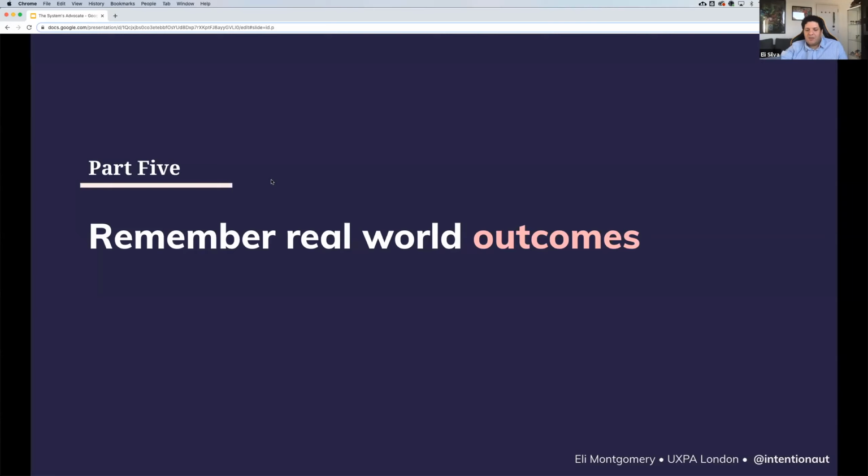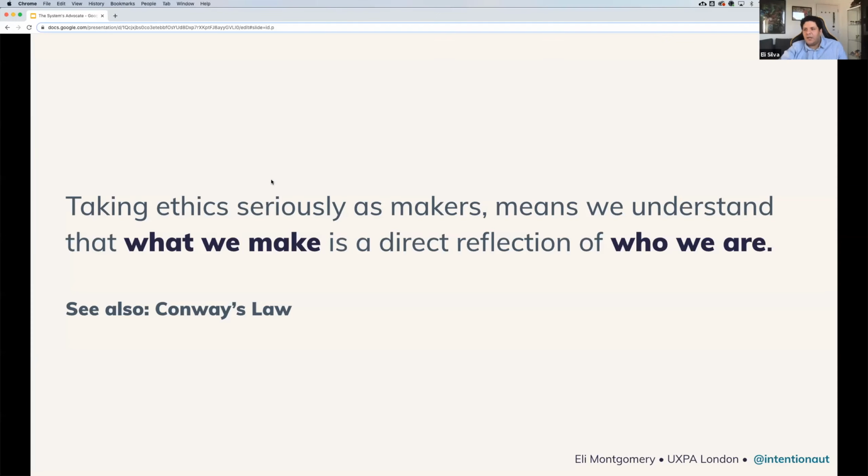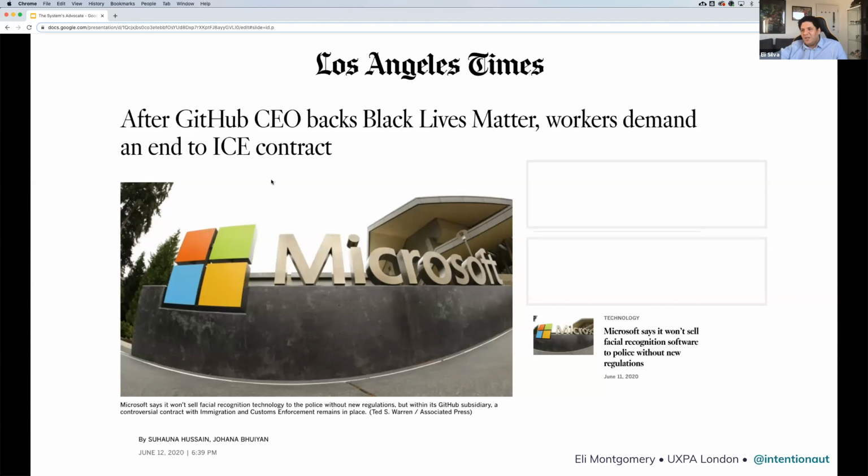and the decisions we make in the design lab have a big impact on the way that we exist and our products exist in society. Taking ethics seriously means that we understand that what we make as a company is a direct reflection of who we are. This is a headline from this week. The CEO of GitHub wanted to back Black Lives Matter, but employees and basically the entire internet were calling for them to end their contract with Immigrations and Custom Enforcement, aka ICE in the States.